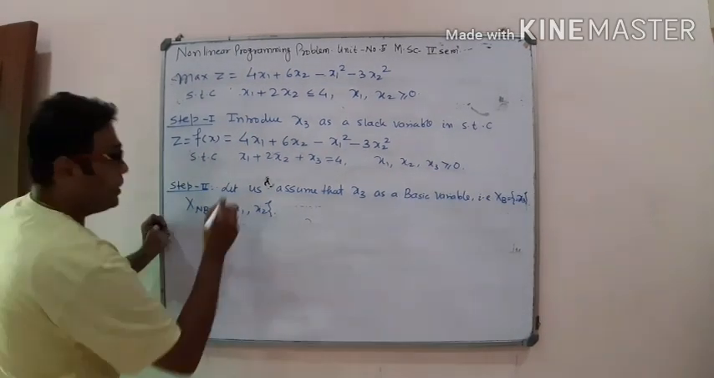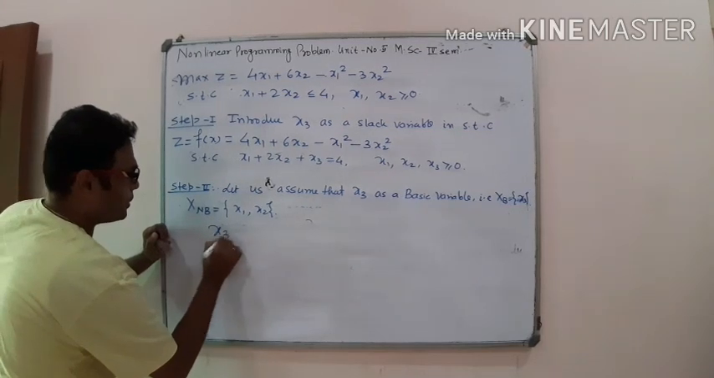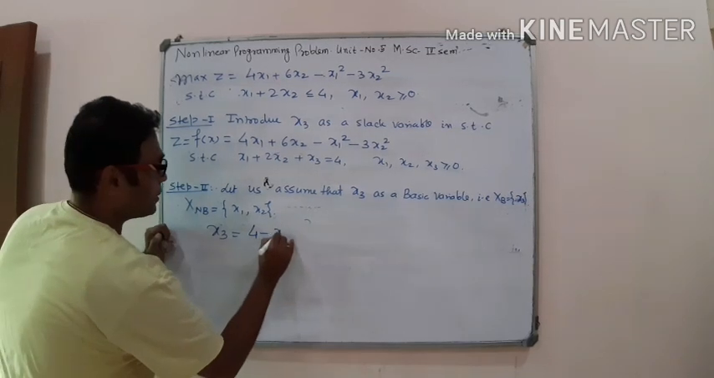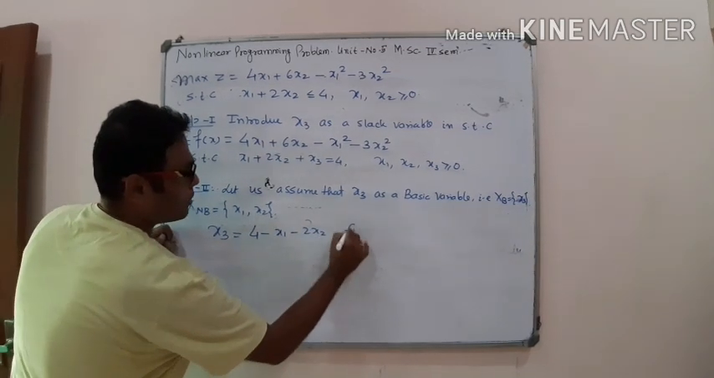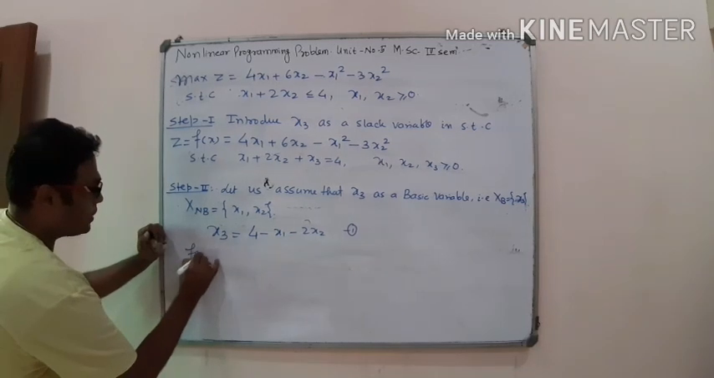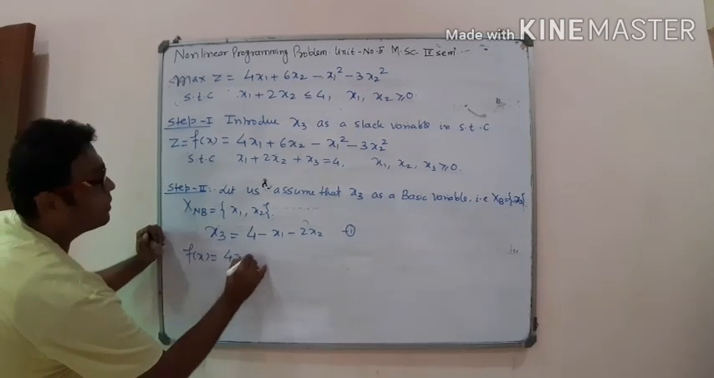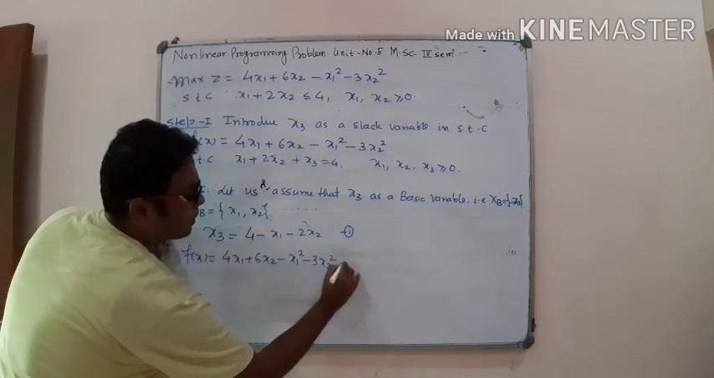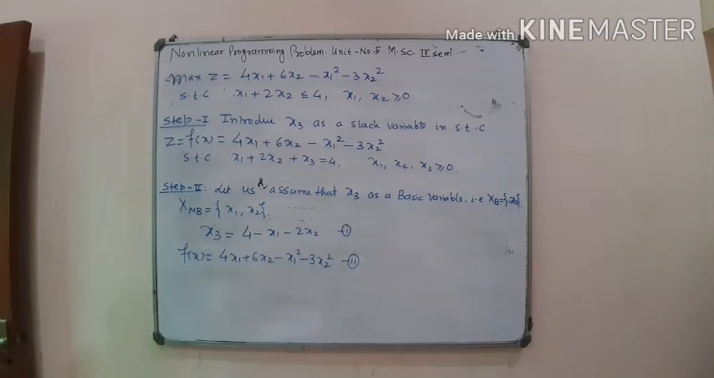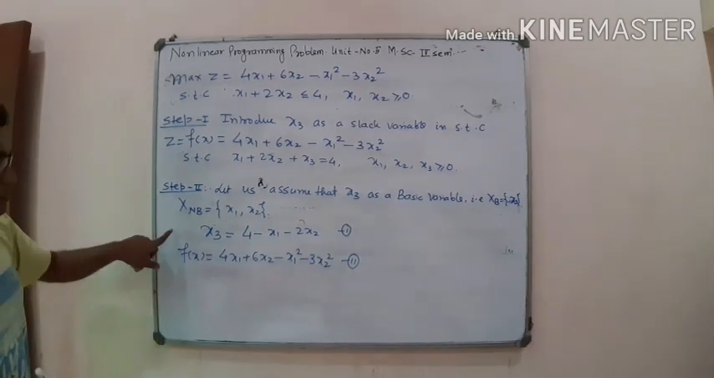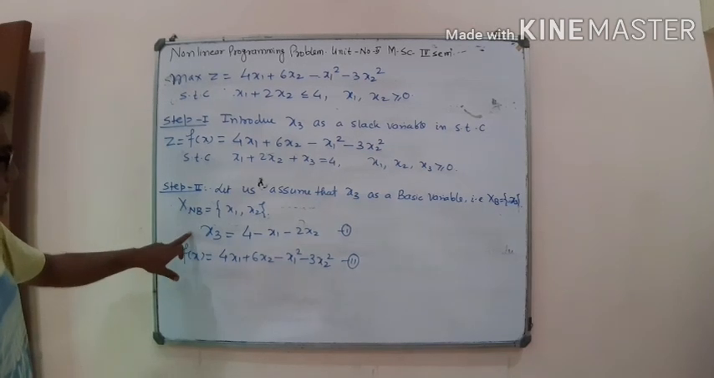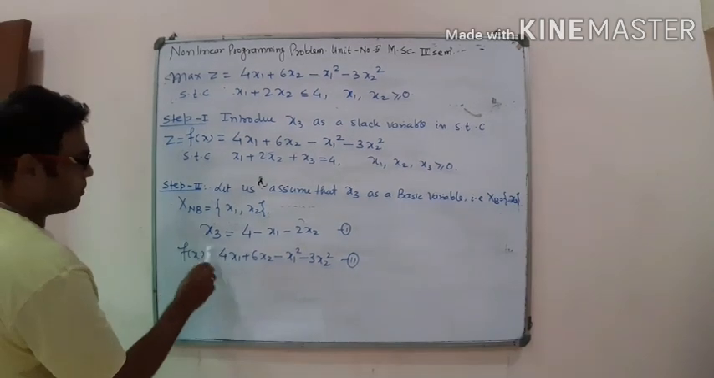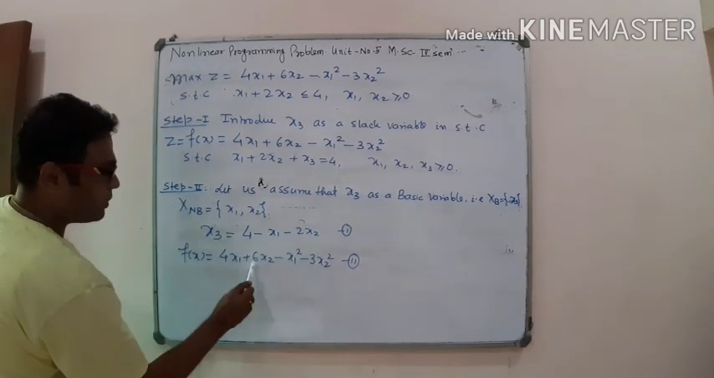Now we solve the problem in such a way. Our constraint is written in this form: x3 equal to 4 minus x1 minus 2x2, say it is equation number 1. Our f(x) is equal to 4x1 plus 6x2 minus x1 square minus 3x2 square, say it is equation number 2. It is your step number 3. In step number 3 we write each basic variable in terms of the non-basic variables.